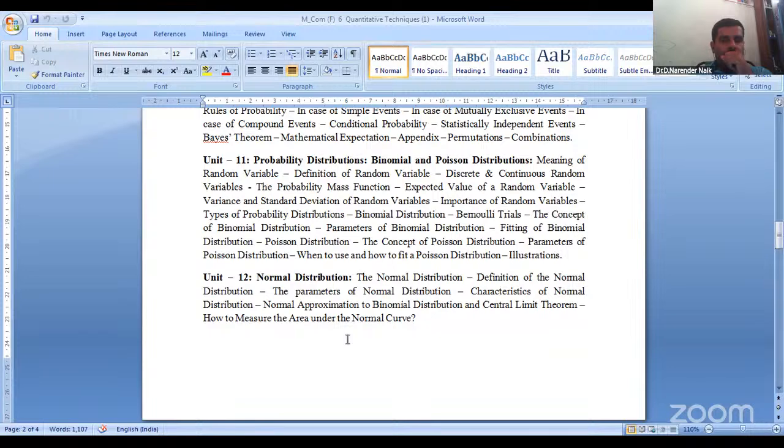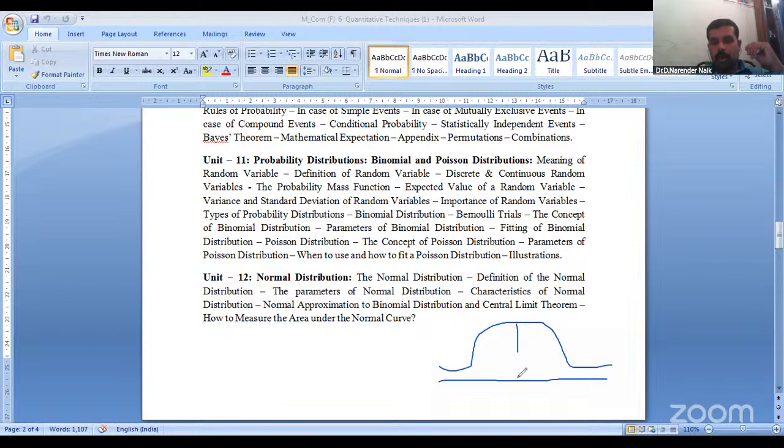The definition of normal distribution, parameters of normal distribution, characteristics of normal distribution, normal approximation to binomial distribution, and central limit theorem, and how to measure the area under the normal curve. Generally, the normal curve looks like this, and this is the baseline. So we are going to see how to measure here.